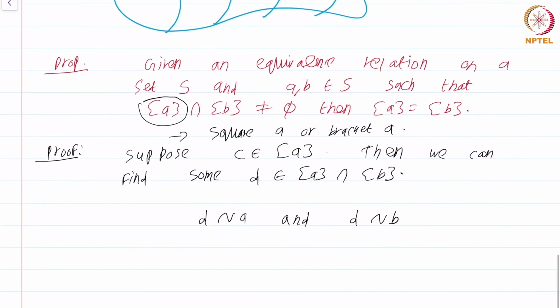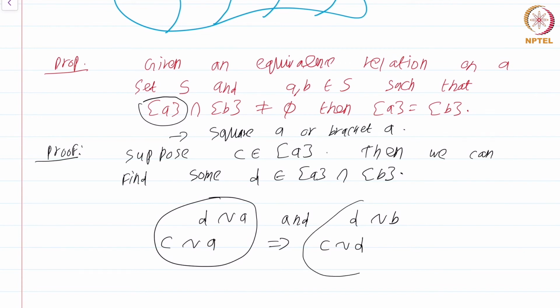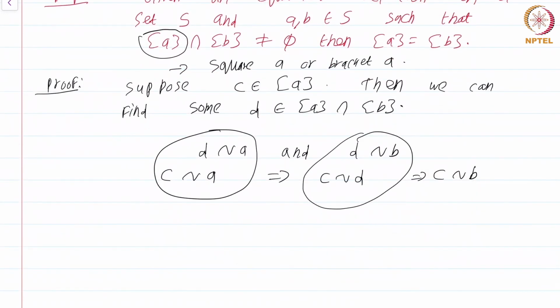Okay. Now C is in A just means that C is related to A. Now putting these two together with transitivity gives C is related to D. Correct. Now D is related to B and C is related to D means that C is related to B, again by transitivity. Okay. So what does this show? This shows that C is an element of the equivalence class of B.